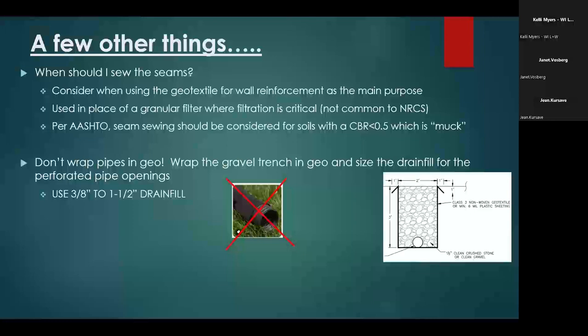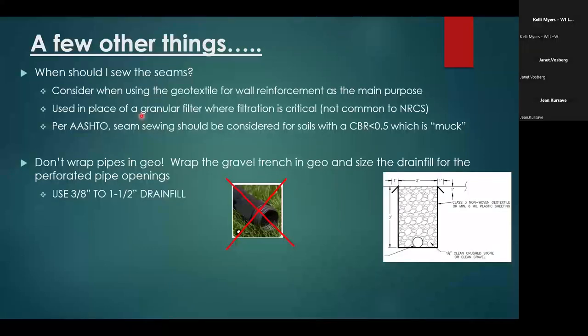A few other things. On manufacturers' data sheets, they sometimes show something called the sew seam strength. Well, why doesn't NRCS usually sew the seams? Well, it's because we overlap it. Now, if you were using a geotextile for wall reinforcement, you would want to sew it in that case because that is a more reliable connection between the different layers, or different rolls of woven as you're laying it out.